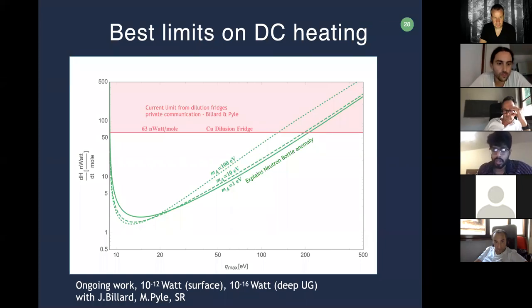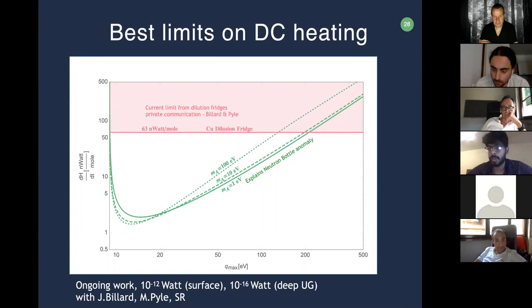And in ongoing work, 10 to the minus 12 watt seems to be possible. So of course, this DC heating limit just came out of building a dilution fridge. You could think of designing something specifically to look at DC heating itself, and it seems that 10 to the minus 12 watt seems feasible at the surface, and 10 to the minus 16 watt deep underground. So this is ongoing work, and if this 10 to the minus 12 watt is successful, you see that it'll take out all of this parameter space by a few orders of magnitude. So this model to explain the neutron bottle anomaly is testable in the near future.